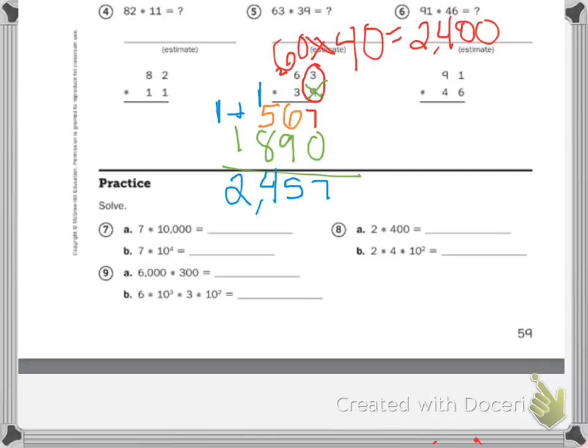Your practice at the bottom is showing you exponential multiplication and standard multiplication. And you even have expanded exponent notation. So 7 times 10,000 is 7 with the 4 zeros, because we know anything times 0 is 0, and the only number is 7. So then it says 7 times 10 to the 4th power. That means 7 with 4 zeros. Same number.